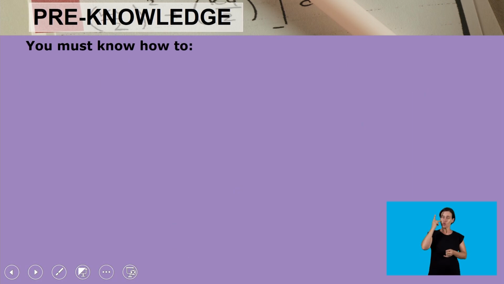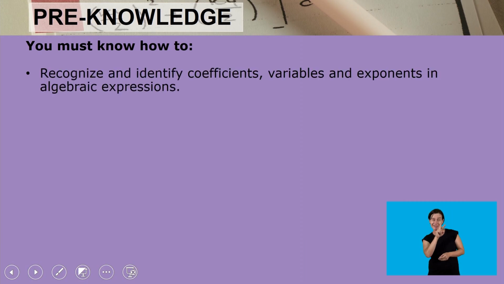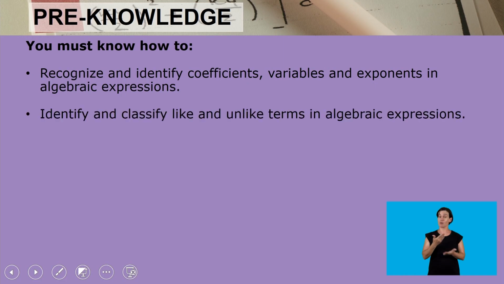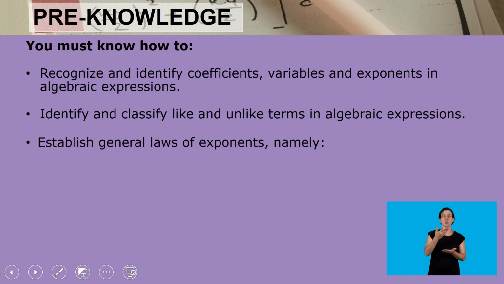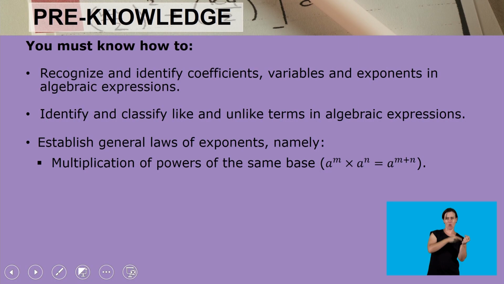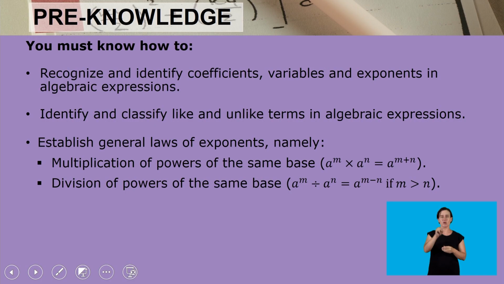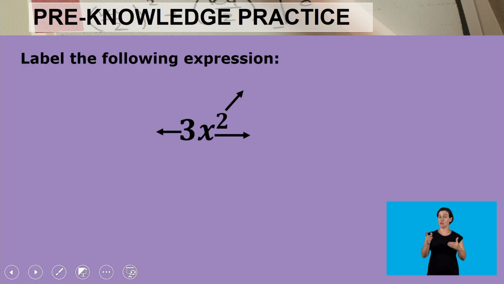So what pre-knowledge must you have for this lesson? You must know how to recognize and identify coefficients, variables, and exponents in algebraic expressions. You should also know how to identify and classify like and unlike terms in algebraic expressions. Then you also need to know the general laws of exponents, namely the multiplication of powers of the same base and division of powers of the same base. So let's start off our lesson with those pre-knowledge questions.